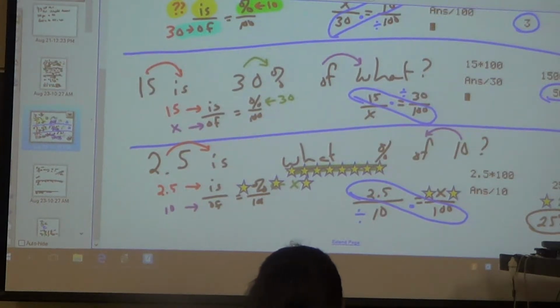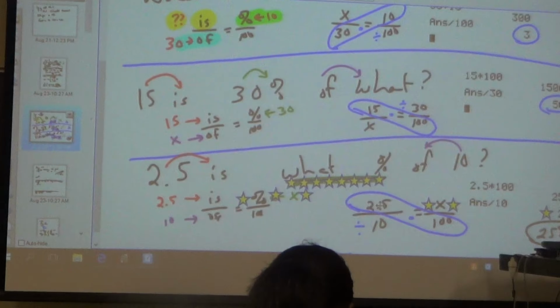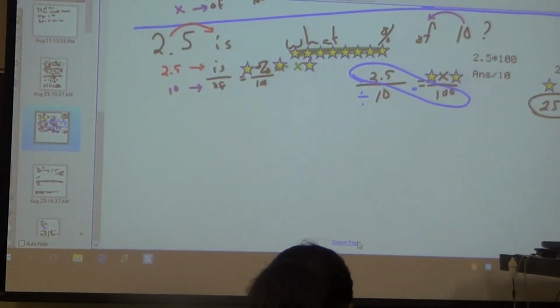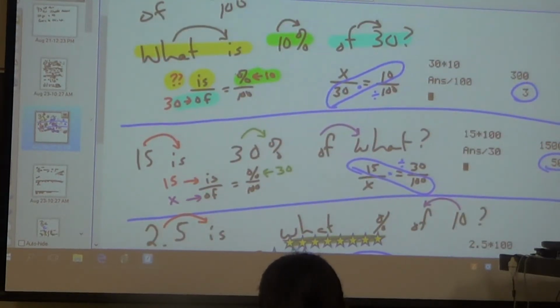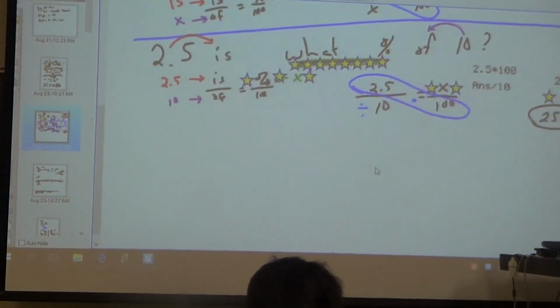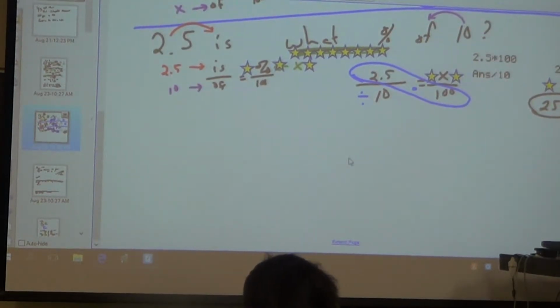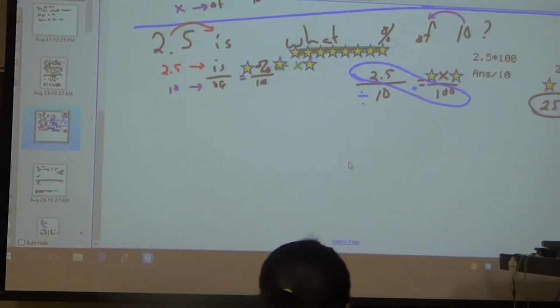That's when you have to put a percent sign on your answer. So last one was 25%? 25%. And if you don't put a percent sign, they're going to mark it wrong if you just put 25. The first two did not have percent signs because you were solving for the is and the of. Does that help? Andrea, did that help? Do I need to do another one?